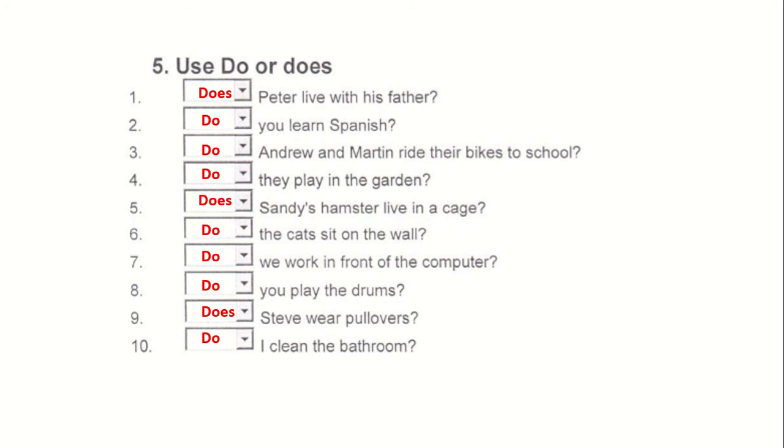So now we have seen two auxiliary verbs, have and do in the questions. We use do in the question. We use do or does.